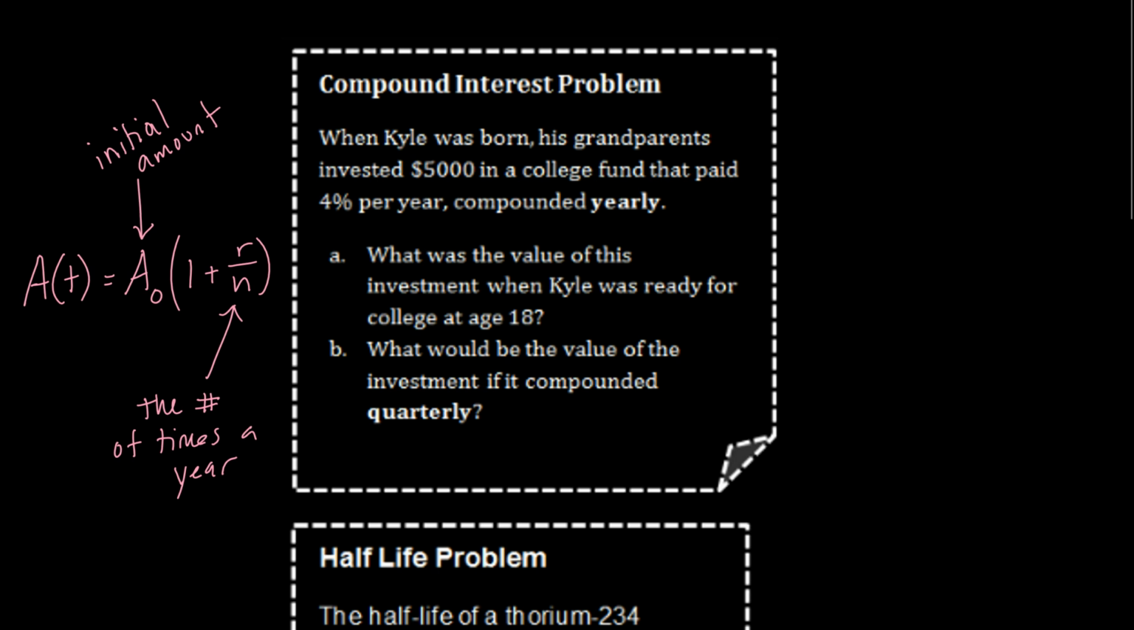So R is of course our rate, and all of this is raised to the power of N times T, where T is our number of years.